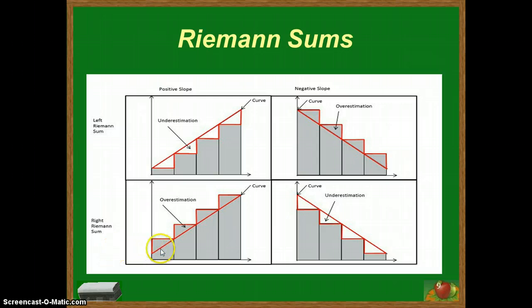Here are right endpoints, okay? Notice on a positively sloped line, if we use the right-hand endpoints, the rectangles are too big, an overestimate. If we're on a negatively sloped line, the rectangles are too little, an underestimate. Okay?